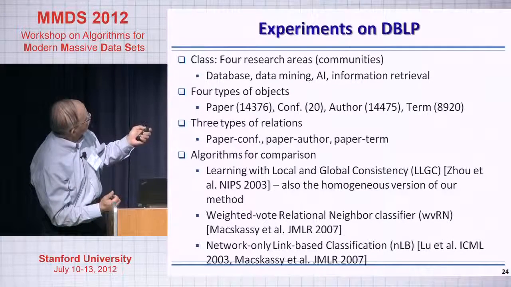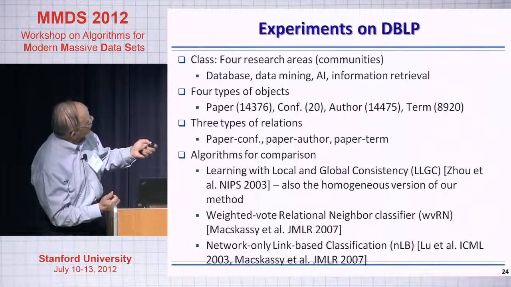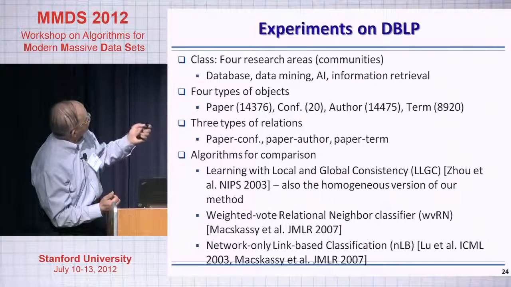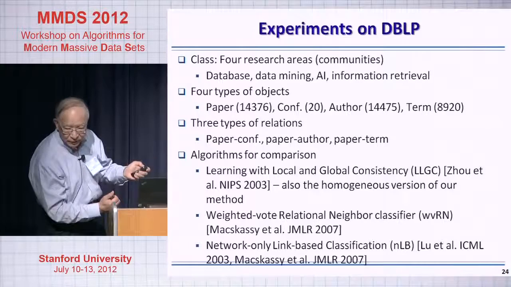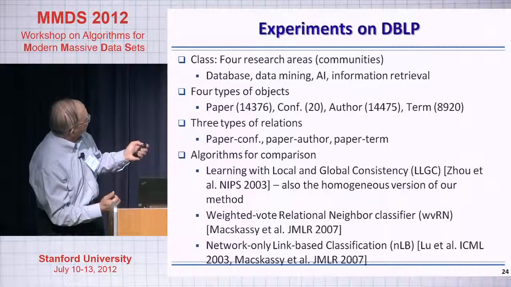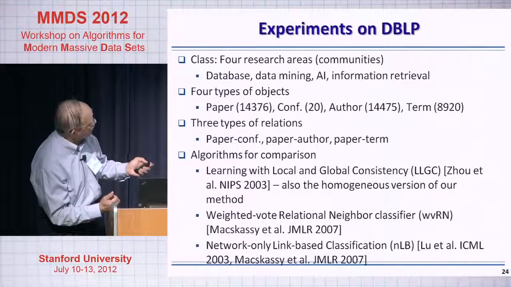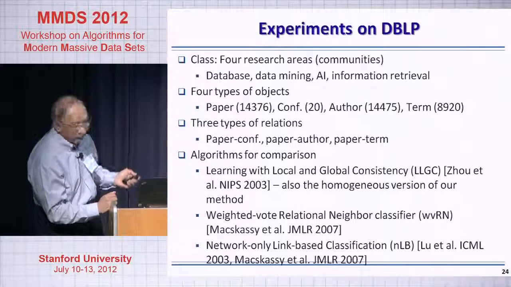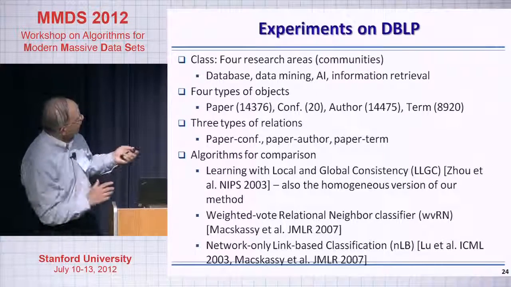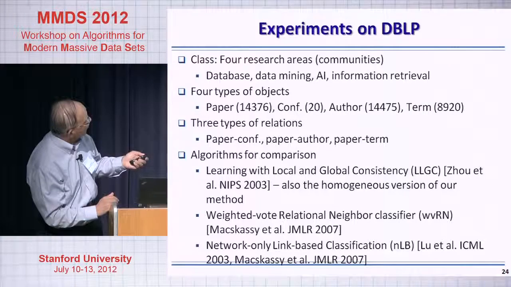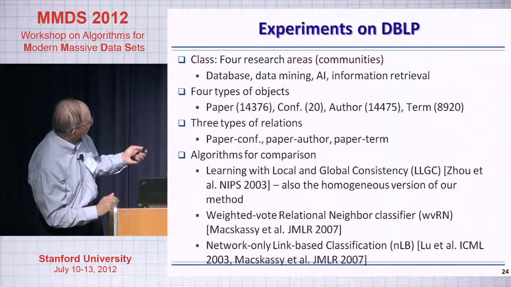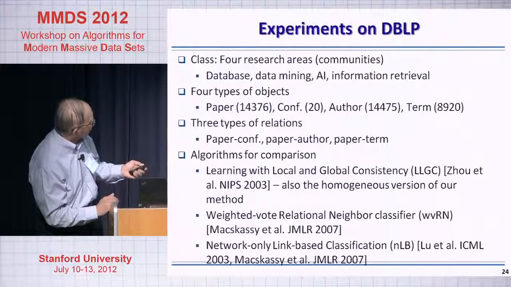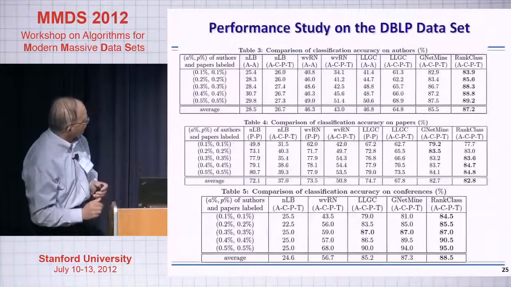We use 14,000 papers and 14,000 authors, all in these 4 fields: database, data mining, AI, and information retrieval. Then you will see we use those types: paper linked with conference, paper linked with author, paper linked with term, those schema. Then we compare with a lot of methods, for example, the typical homogeneous version of network learning, or a classifier using the relational classifier, or several other methods.